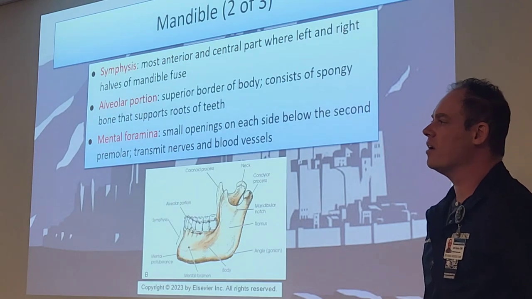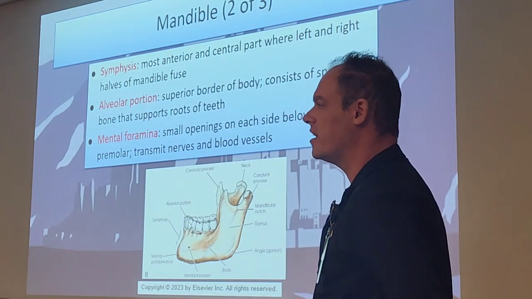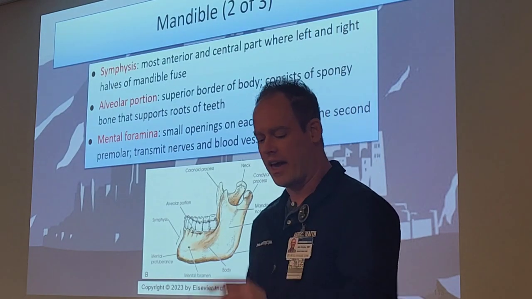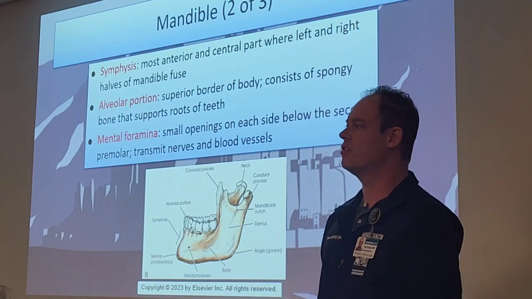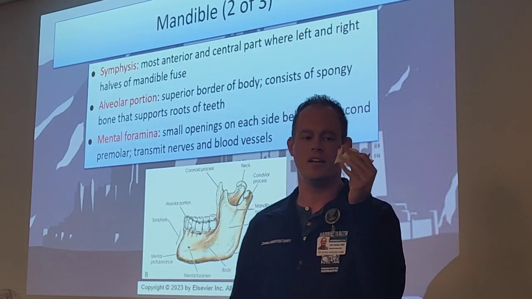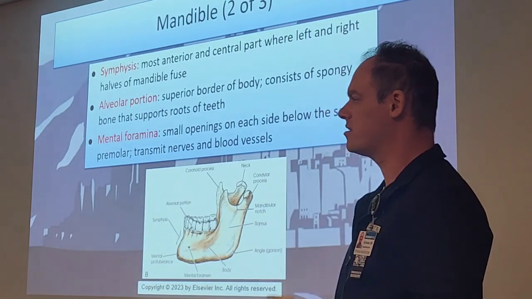Okay, so some of these other parts, we're just going to define them a little bit further. Of course, we have that symphysis once again. That's where the halves of the mandible fuse as we age. Alveolar portion or alveolar processes, that's where the roots of our teeth connect to the mandible, so we can chew our food, of course.